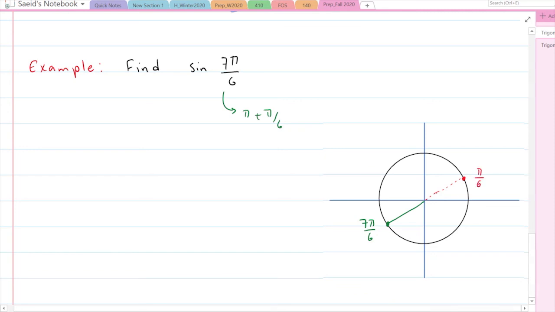Now the question is, what is the relationship between the x coordinates of these 2 points and the y coordinates? As you see, the x coordinates are opposite of each other. The y coordinates are also opposite of each other, because this is the y coordinate of this, and that's the y coordinate of the other one. So sine of 7 pi over 6 is just sine of pi over 6 with a negative sign in front. Again, assuming you know sine of pi over 6, which is 1/2, the answer would be negative 1/2.